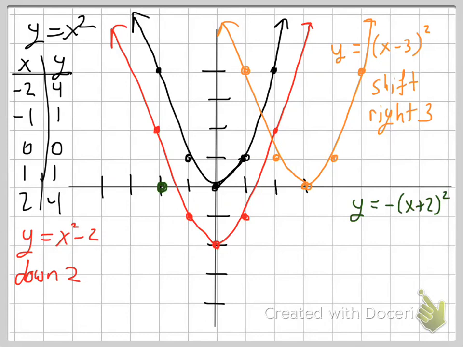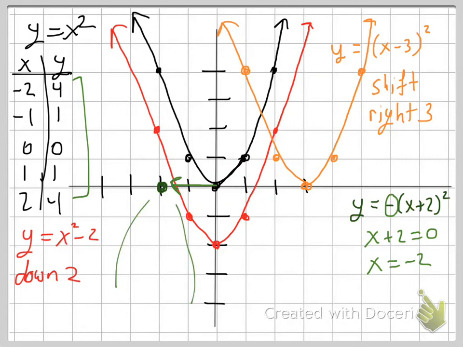Let's look at another one. y equals negative x plus 2, quantity squared. It's kind of the same idea. When is x plus 2 equal to 0? That's where we have our vertex, which is going to be the lowest or highest point. So it's going to be x equals negative 2. Our vertex, or our lowest point, is going to move over here. The negative is going to make all our outputs negative, which means it's going to end up opening down in some fashion.